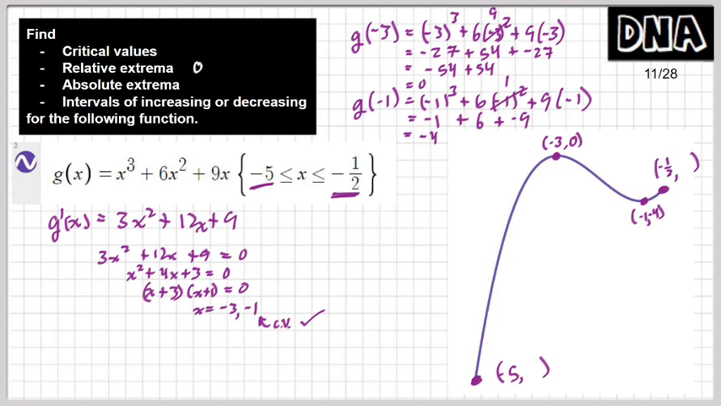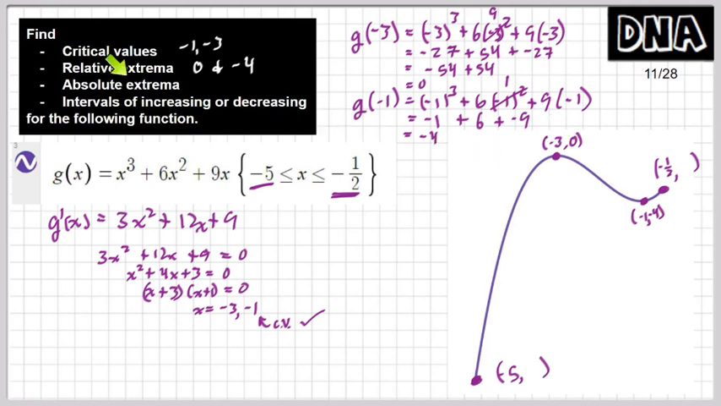0 and -4. Remember, those are the y values. Our critical values are -1 and -3. Absolute extrema. Okay, now you guys have the graph in front of you. Most of the time you don't have the graph in front of you. Because the graph is in front of you, you can easily see what your absolute max is. What's our absolute max? It is 0. And you can see it because we have the graph. So because we have the graph, we know that 0 is going to be an absolute extrema.